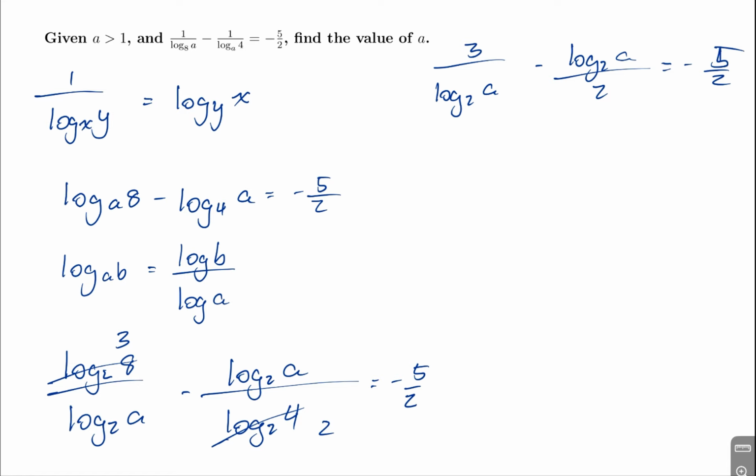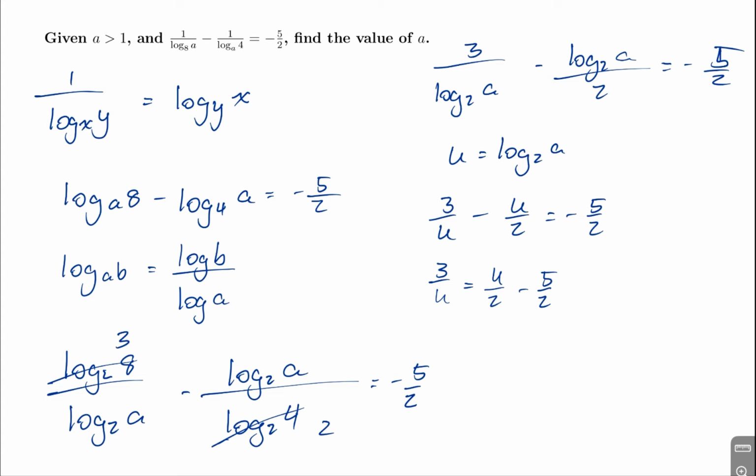halves. Now we're going to do a quick substitution to make this easier to work with. Since we have 2 log base 2 of a terms, we're going to substitute it as u. So u equals log base 2 of a, which gives us 3 over u minus u over 2 equals negative 5 halves. And what we can do is actually turn this into a quadratic. So 3 over u equals u over 2 minus 5 over 2.